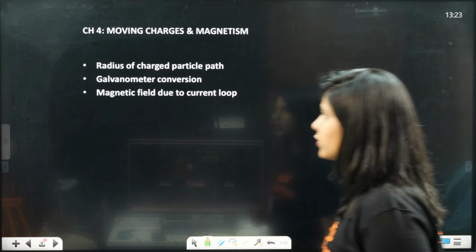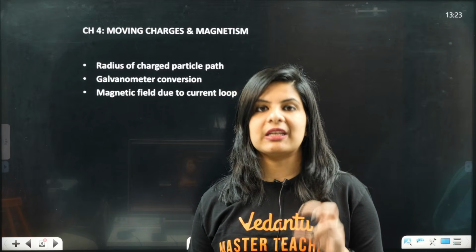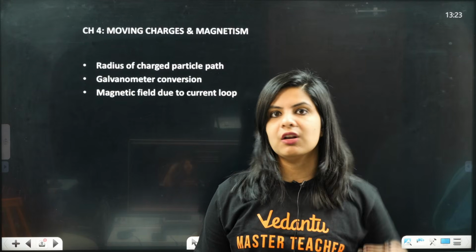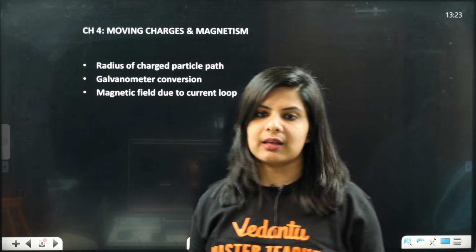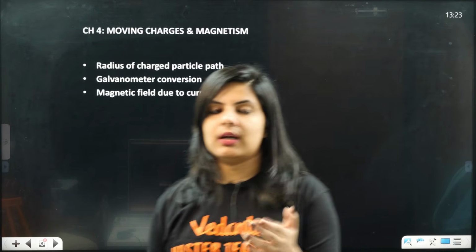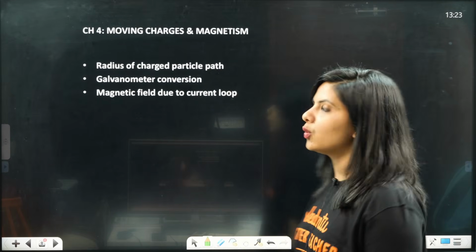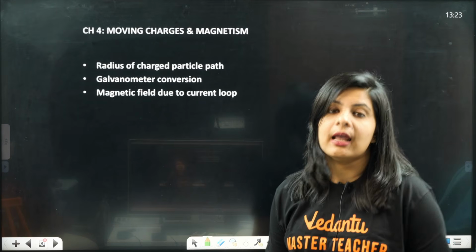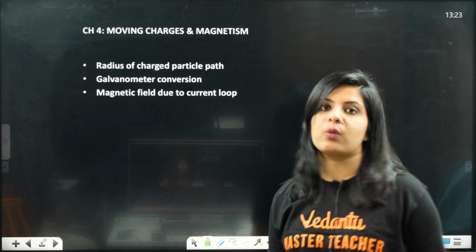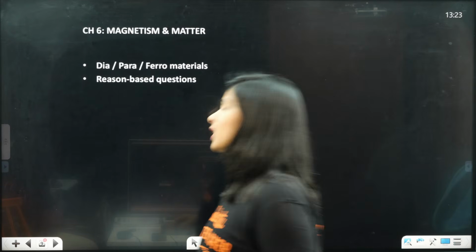Next we are going for moving charges: whenever a charge is projected into an external magnetic field, what will happen to the charge and what is its radius? We are studying a lot of things there, so that is important. You can expect numericals. Then galvanometer conversion to ammeter and voltmeter is also important, and it is asked multiple times. The magnetic field due to a current carrying conductor is again very, very important. The derivation has high weightage, a 5-mark question. Make sure you don't miss a single step, and the diagram is mandatory.